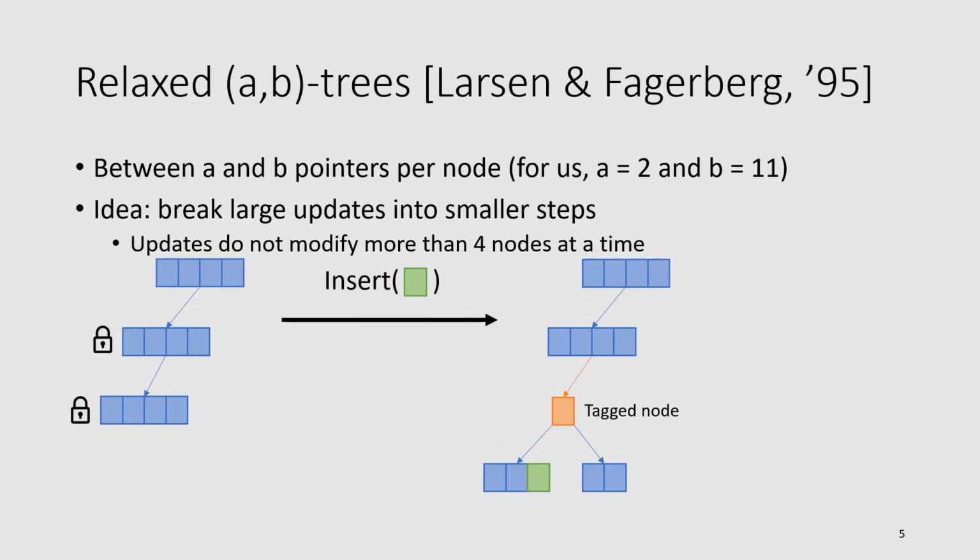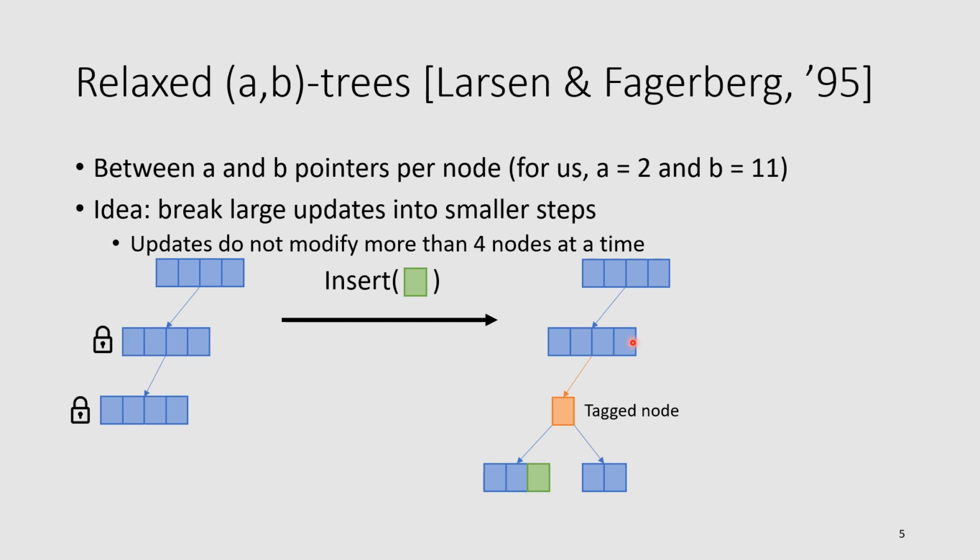Let's take a look at the example from before, but with relaxed A-B trees. Instead of locking all the nodes up to the root, we will split the leaf node and join the 2 halves by a temporary node called a tag node. The tag node is the orange node shown here. In the next step, we will replace this tag node with one closer to the root by merging it with its parent, splitting the resulting overfull node, and creating a new tag node closer to the root.